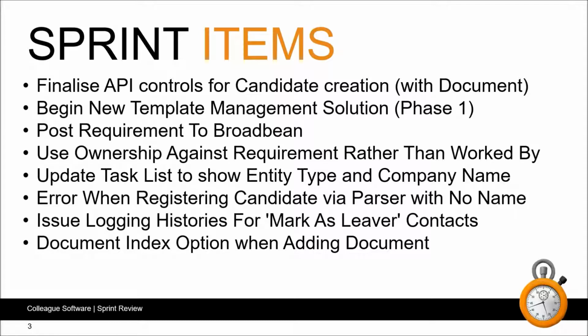We've also resolved an issue which resulted in histories being filtered out of the contact history tab when they've been created via the markers lever process. And we've introduced a new document indexed option so that users can decide if a document is to be included in text searching. This affects several areas, so I'll go through what I mean by this.